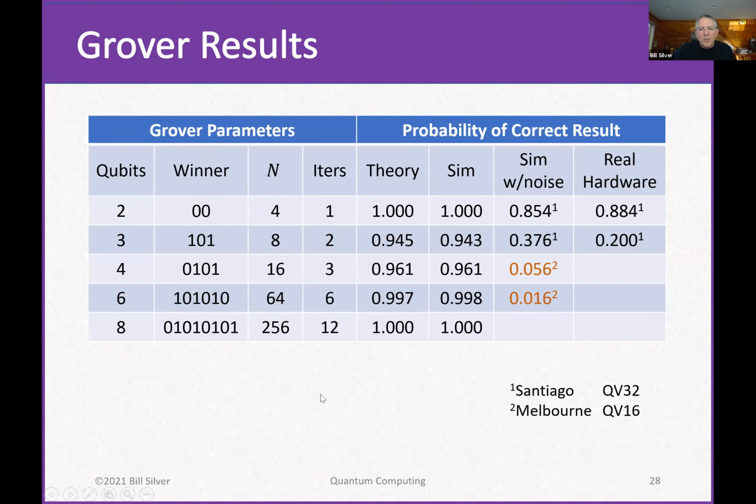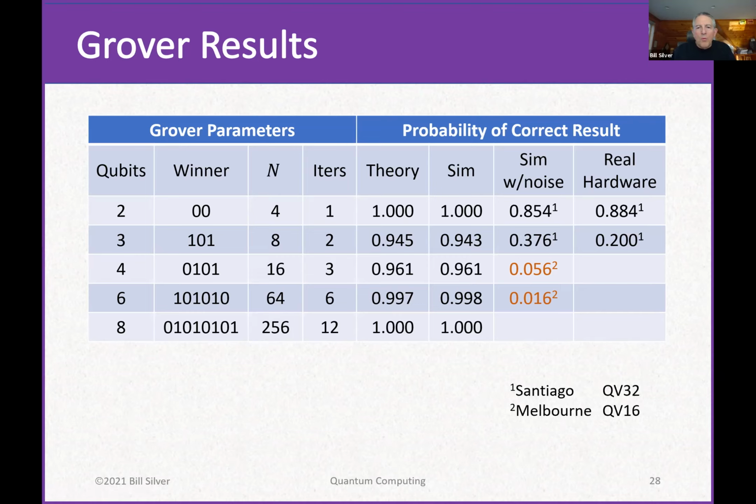Number of iterations from that formula. And then in theory, what is the probability of getting the correct result? So that's what this column here is. In theory, that's my probability of getting the correct result.